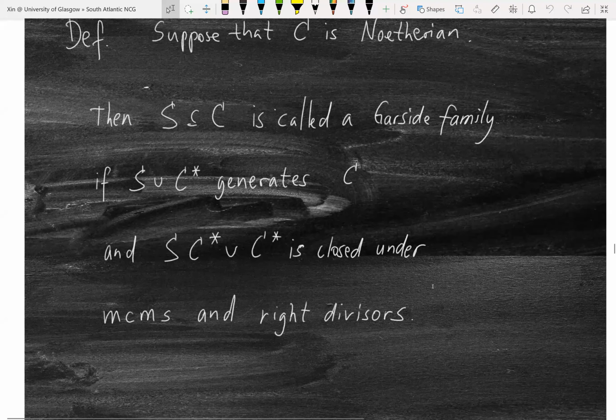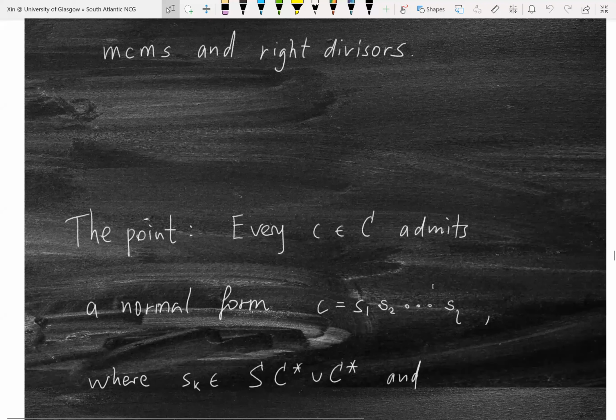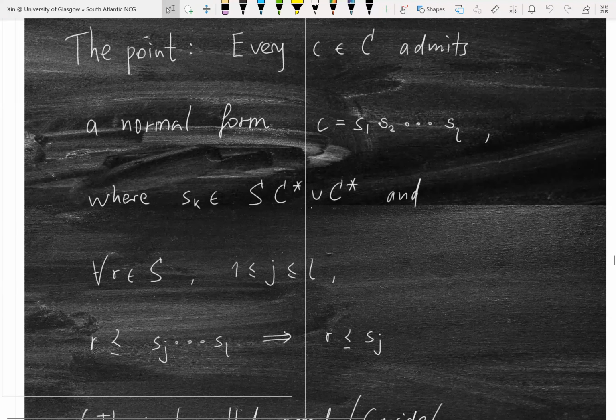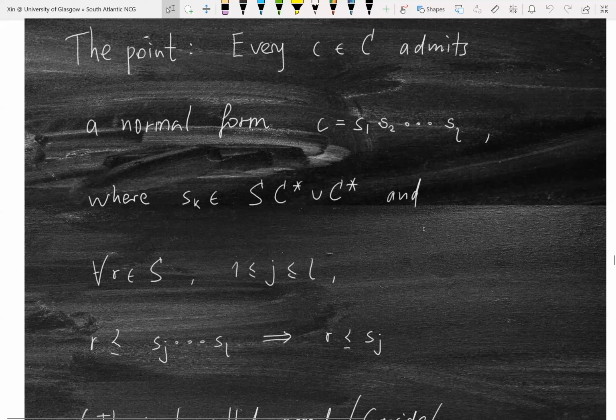The point really is that given such a Garside family in C, there will be what's called a normal form for elements in C. And this is really the crucial thing. So assume you have a small category and a Garside family, then what this gives you is that every element in C can be written in a particular way as a product of essentially factors in S, in this Garside family, up to invertible elements.